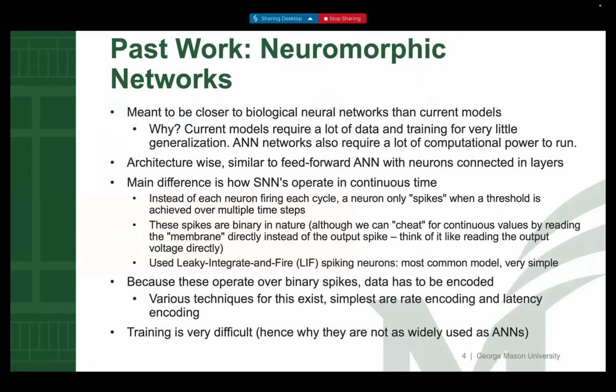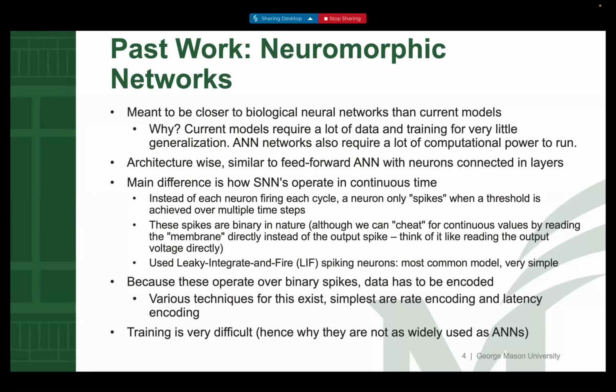So I did want to take a moment to talk about neuromorphic networks a little bit. They're meant to be closer to biological neural networks, because current models struggle to generalize. We talked about in the robotic learning lecture last week how if something's out of distribution, the network will just break. So neuromorphic networks are a strategy to make things generalize better, and they're a lot more efficient to use. The main difference is that they operate in continuous time.